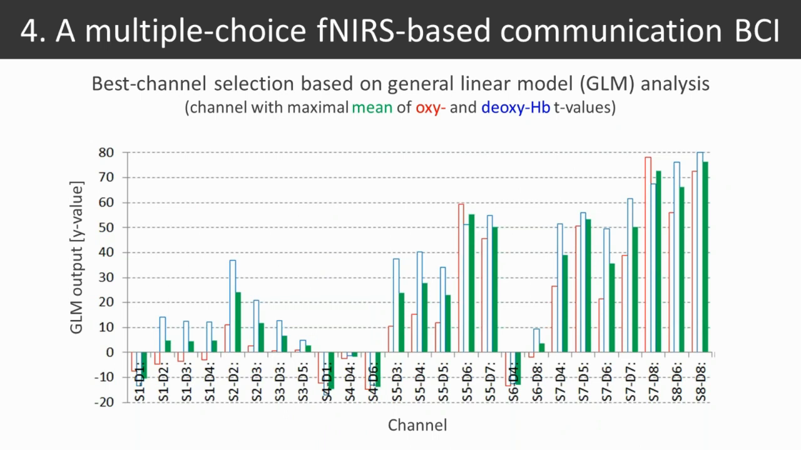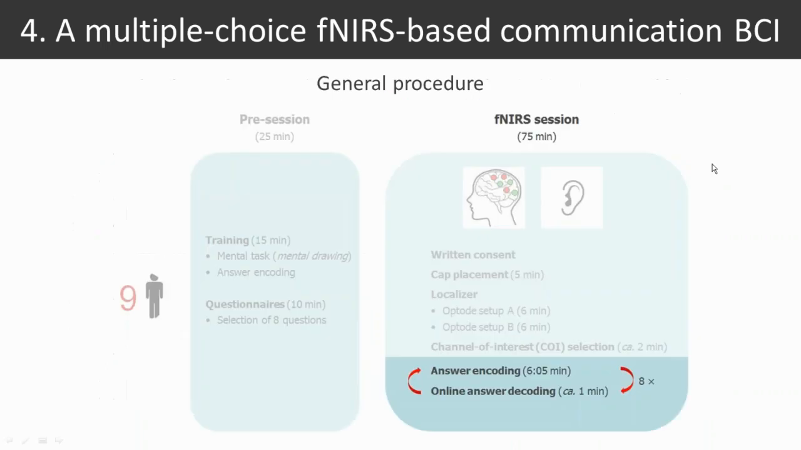Why? Because we really wanted to make sure that we really measure brain hemodynamics. So it was really quite conservative. You see in this case that channel S8D8 was the best because the mean reaches the highest value here.